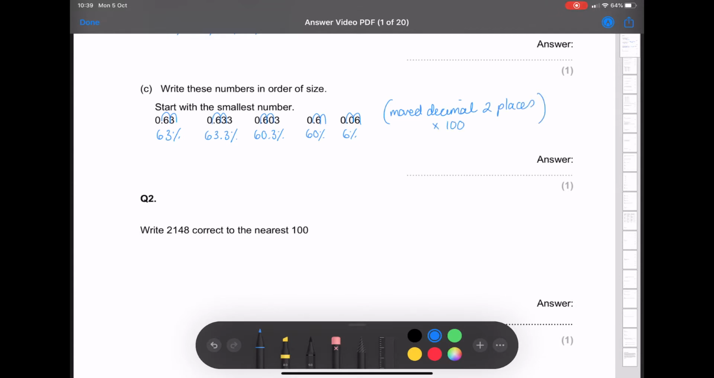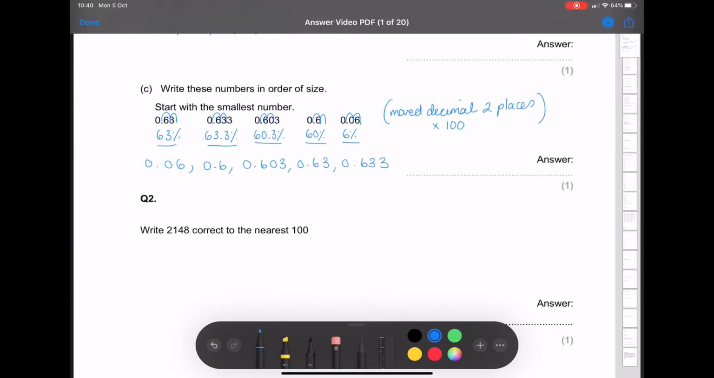So now I've got them in that order, I can see which ones are smaller. So I've got 6% is the smallest, so that must go there. And then the next one is 60, so 0.6. And then 60.3. And as you can see, I'm writing in the actual number, I'm not writing in my percentage version. Then 63%, and then 63.3. Okay, so I hope that's helpful.